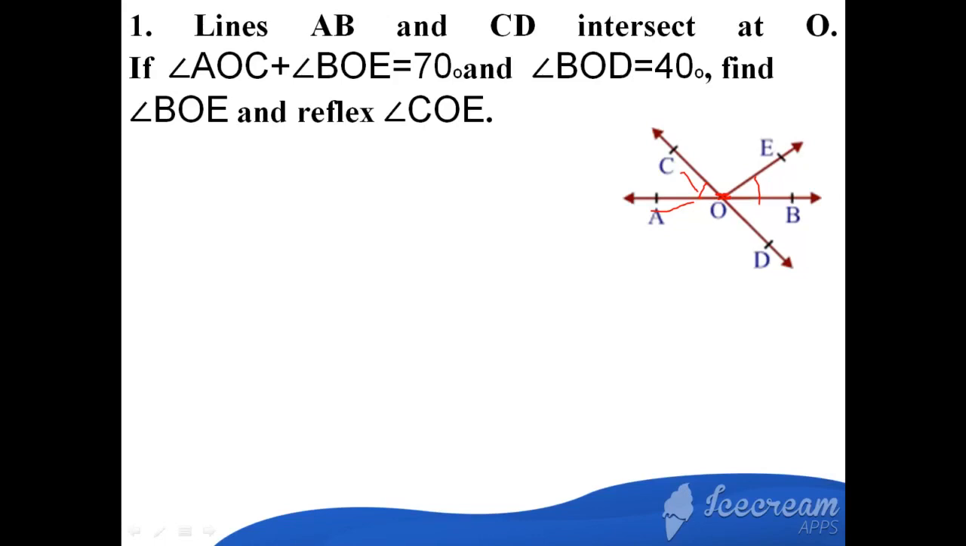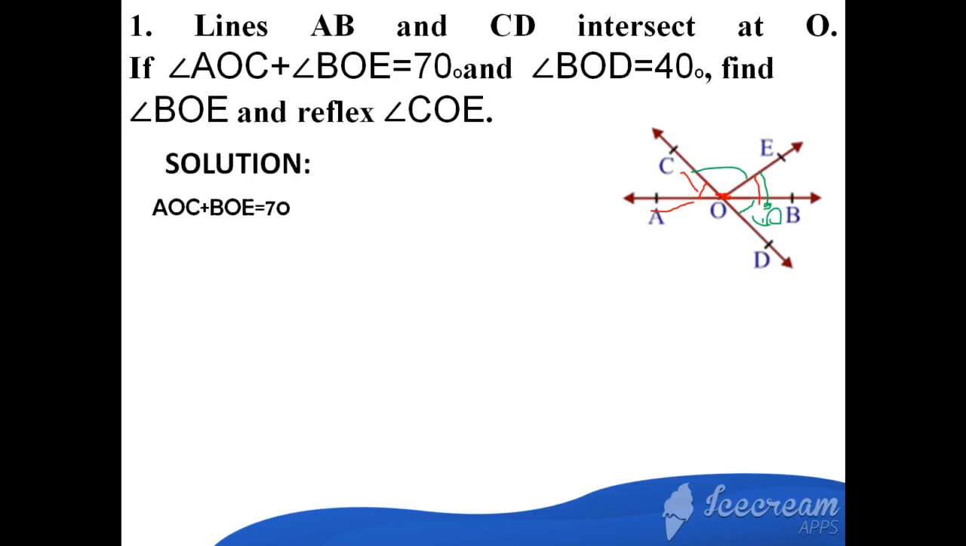Now this angle BOD is equal to 40 degrees. Now we want to find BOE and COE separately. You have probably already guessed the answer. So first, let's see the solution.